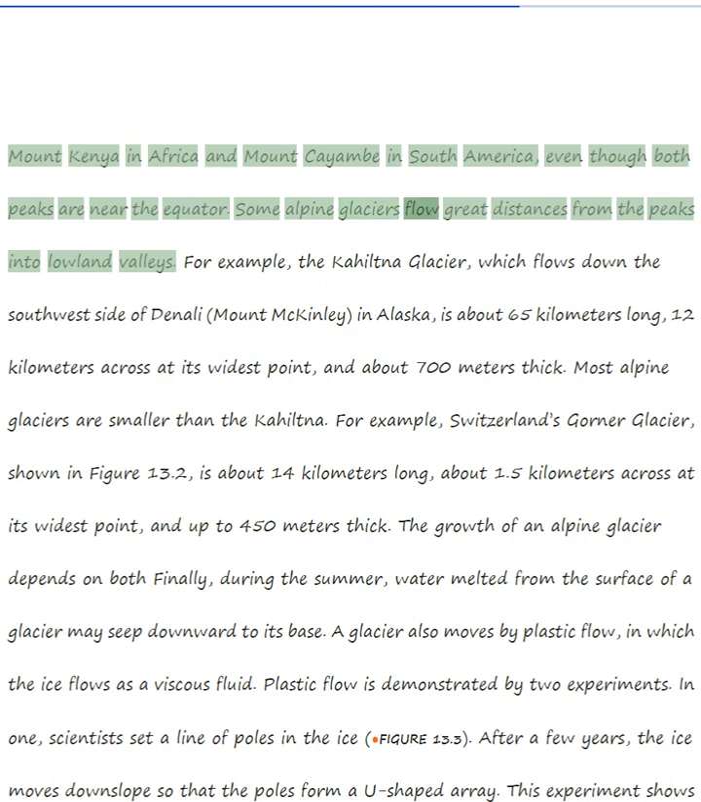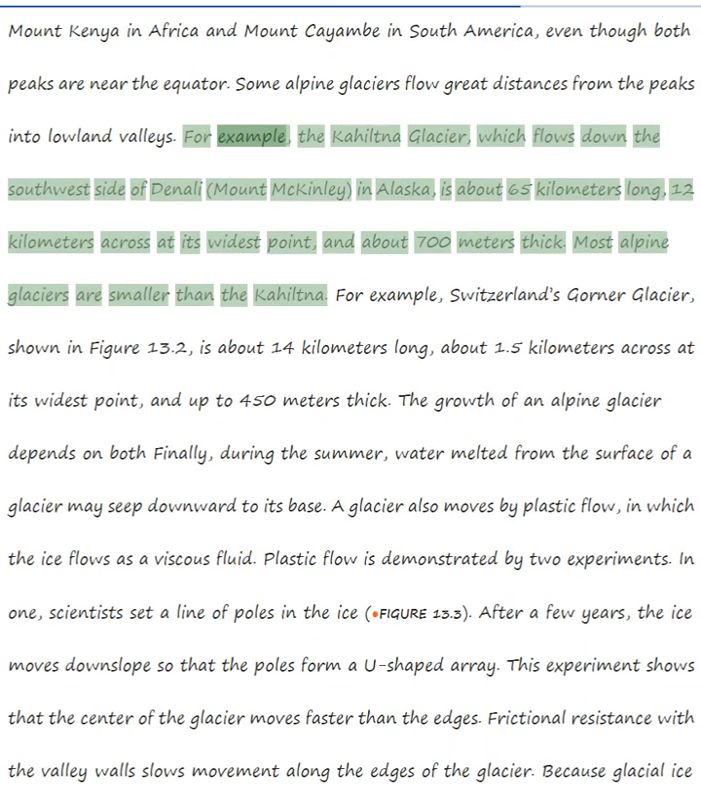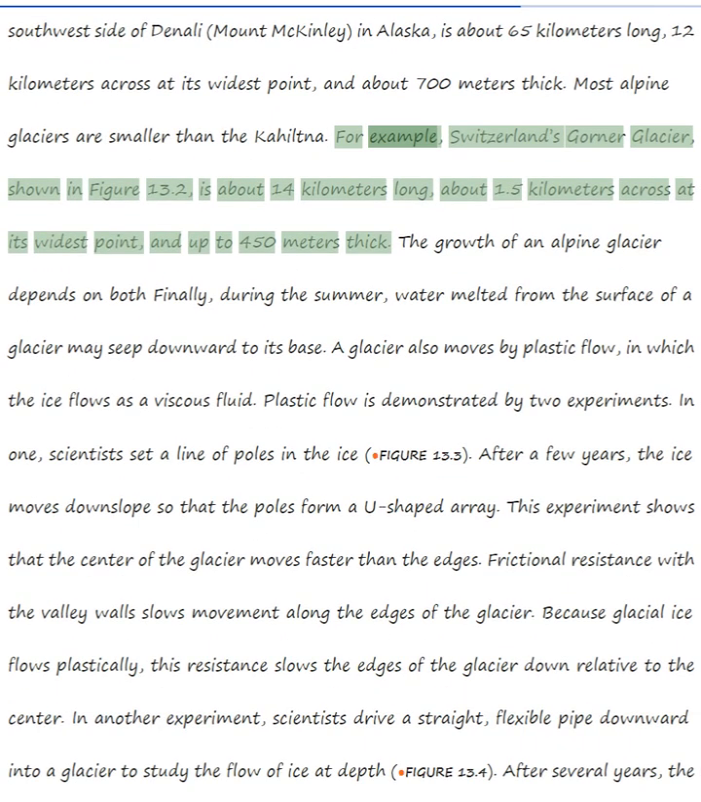Some alpine glaciers flow great distances from the peaks into lowland valleys. For example, the Kahiltna Glacier, which flows down the southwest side of Denali in Alaska, is about 65 kilometers long, 12 kilometers across at its widest point, and about 700 meters thick. Most alpine glaciers are smaller than the Kahiltna. For example, Switzerland's Gorner Glacier, shown in figure 13.2, is about 14 kilometers long, about 1.5 kilometers across at its widest point, and up to 450 meters thick.